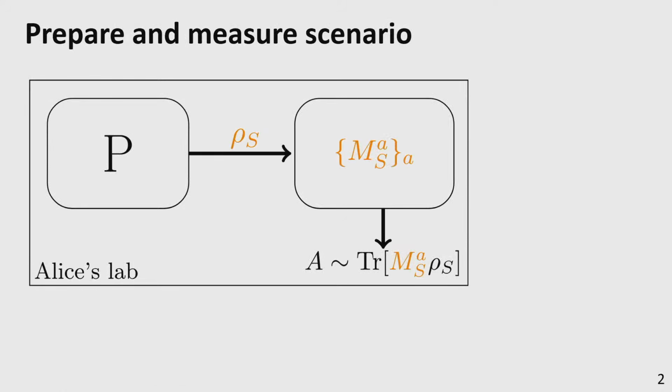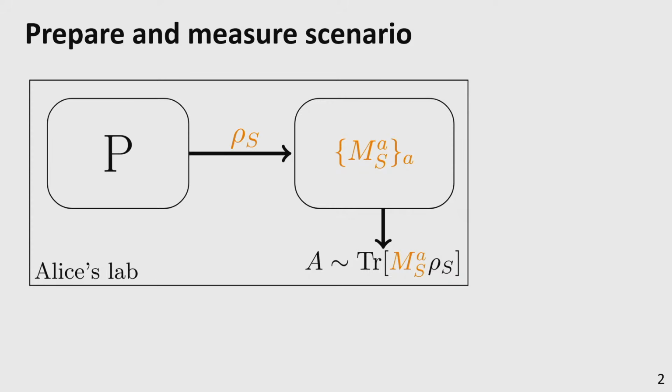So let's see in particular the scenario that we have. We have a prepare and measure scenario that is a very simple scenario. We can imagine that we have a lab in which there is a user that we can call Alice, in which Alice is preparing a state rho s, and then is measuring the state with a measurement ms, obtaining some outcome A with some statistic given by the trace of the measurement over the state.